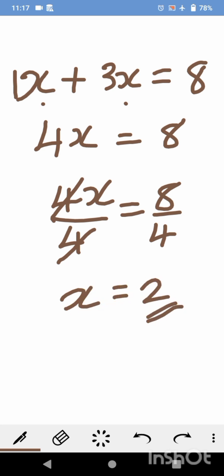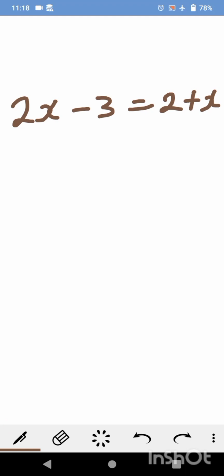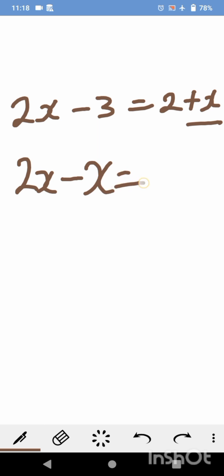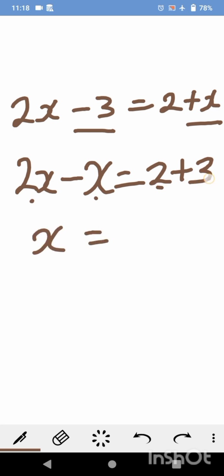Okay. Now we also have a case where we have 2x minus 3 equals 2 plus x. Here what we need to do is to collect like terms. Move all the variables to the left hand side. So this plus x will come to the left, it becomes minus x. And this minus 3 will come to the right hand side, you have plus 3. So 2x minus x will give you x, and 2 plus 3 will give you 5. All right, so that's the value of x.